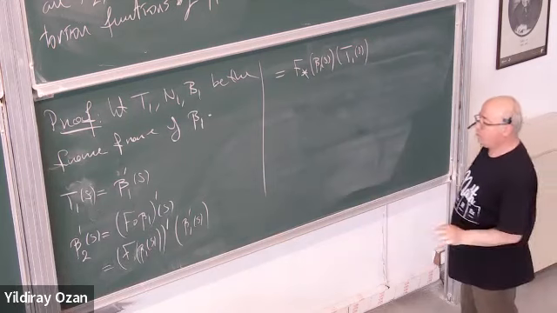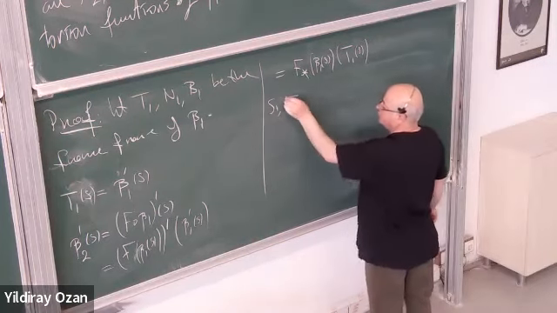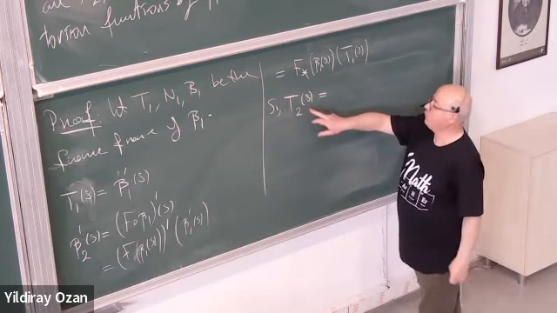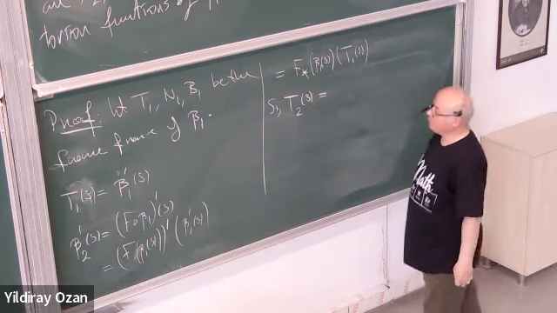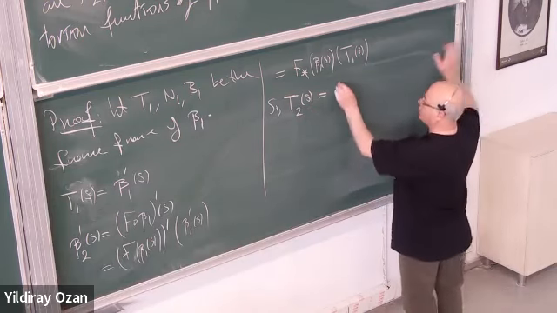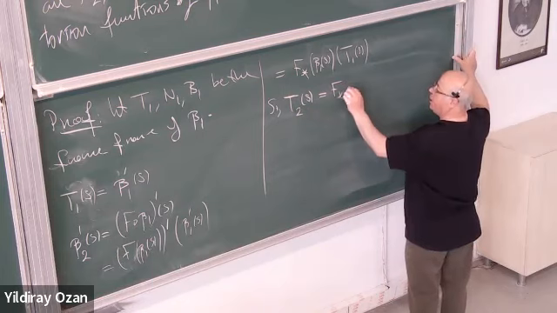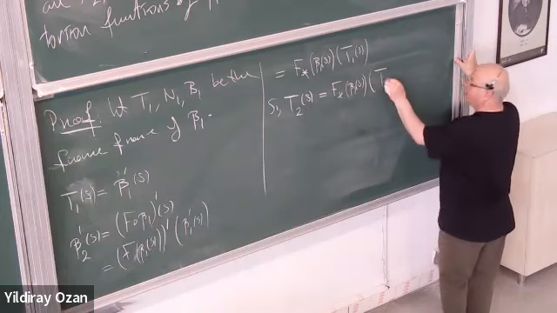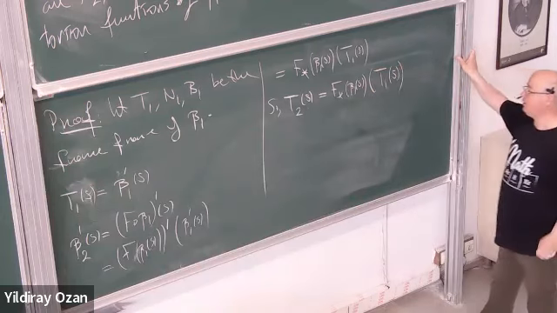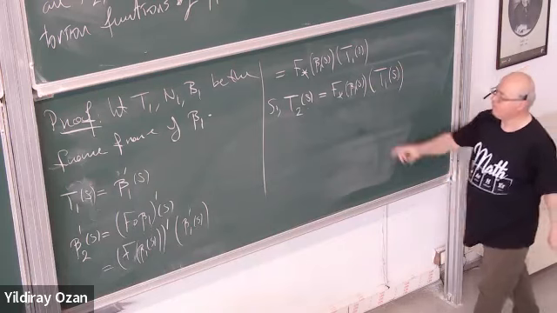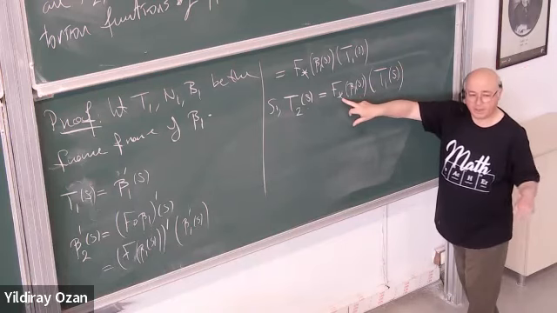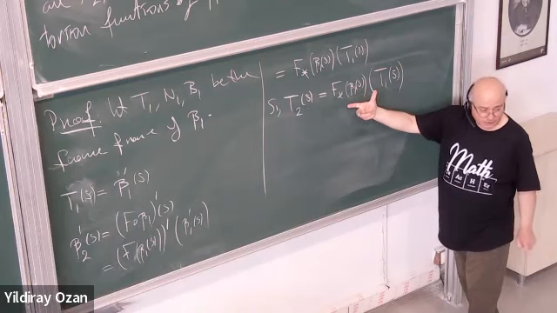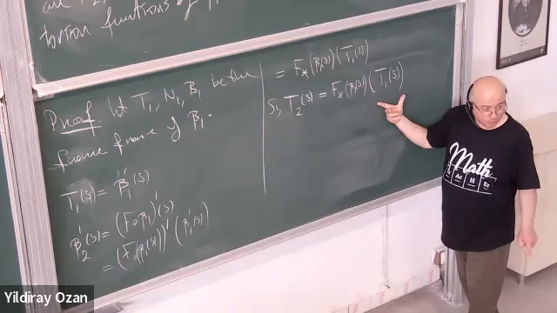So T2 of s, the unit tangent vector of beta 2, is just F star evaluated at the point beta 1 of s applied to the vector T1 of s. So I compute the derivative of F, the Jacobian, at beta 1 of s. This is a 3 by 3 matrix and I multiply it with this vector. Right?